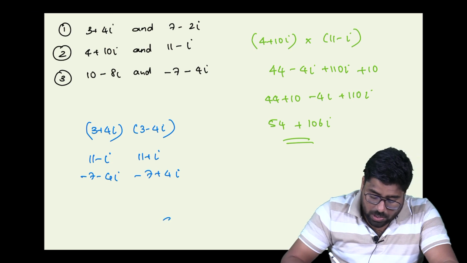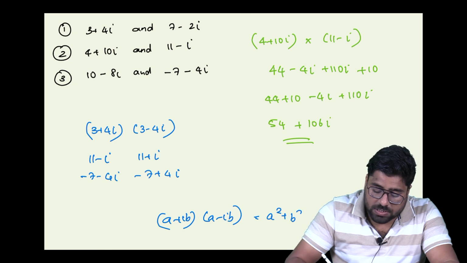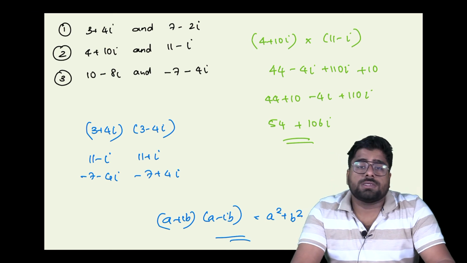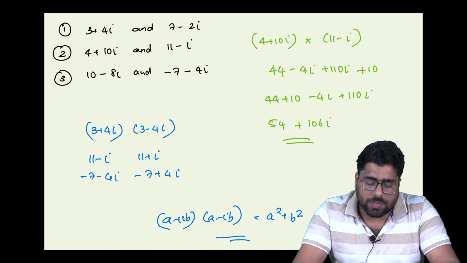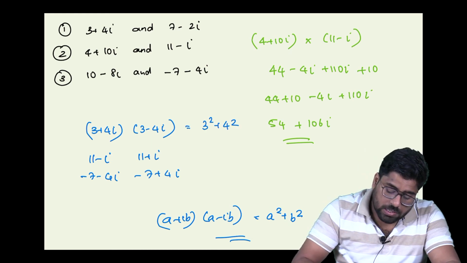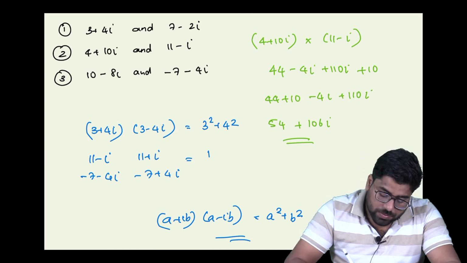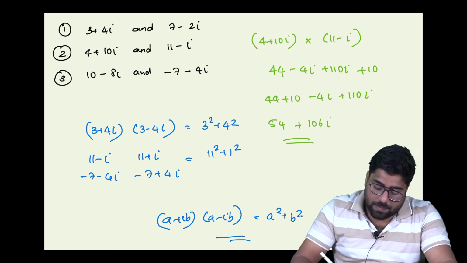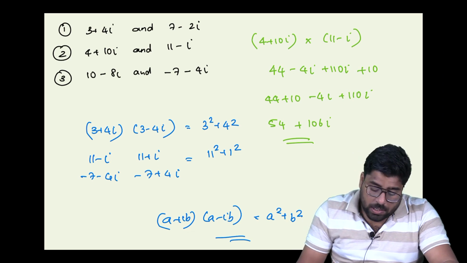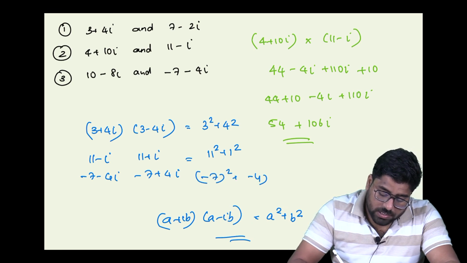When I do a plus ib into a minus ib, I will end up with the answer a square plus b square. You can write it as a formula. So what is 3 plus 4i into 3 minus 4i? This is going to be 3 square plus 4 square. When I write 11 minus i into 11 plus i, this is going to be 11 square plus 1 square. And minus 7 minus 4i into minus 7 plus 4i is going to be minus 7 the whole square plus minus 4 the whole square.